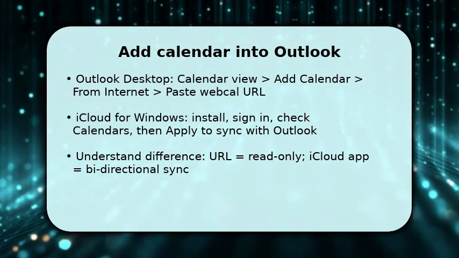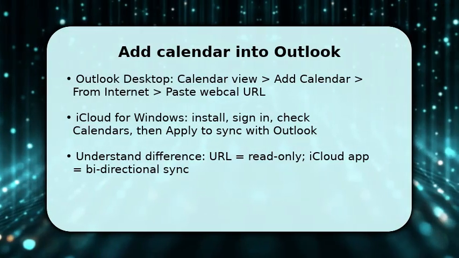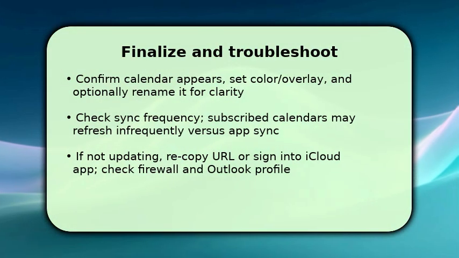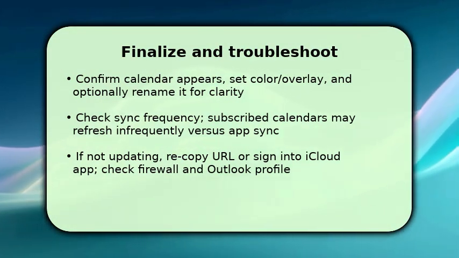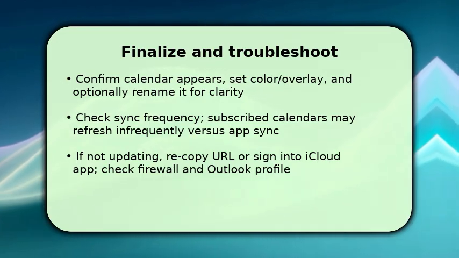The why: the URL is simplest but limited. The app is more integrated and keeps edits synchronized between devices. Finish by verifying the calendar appears in Outlook, assigning a color, and positioning it among your calendars. Make sure events display and overlays look correct.